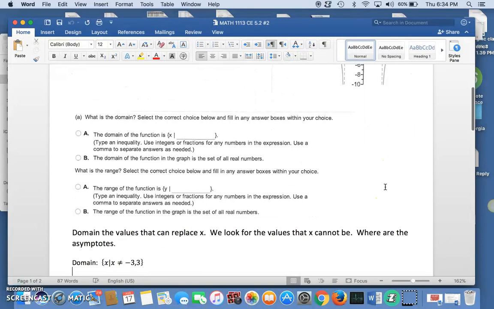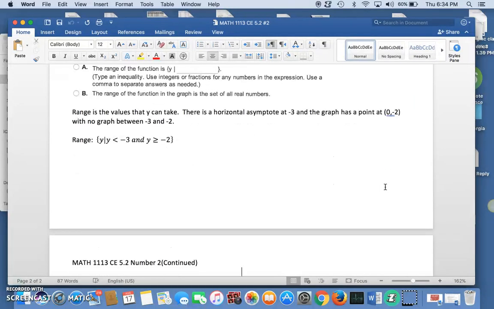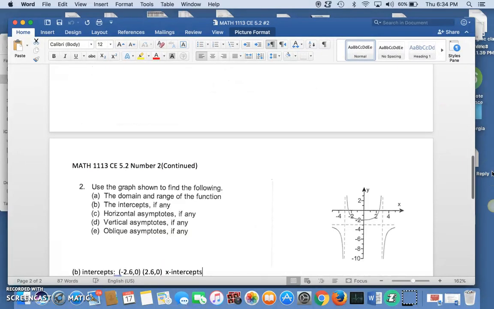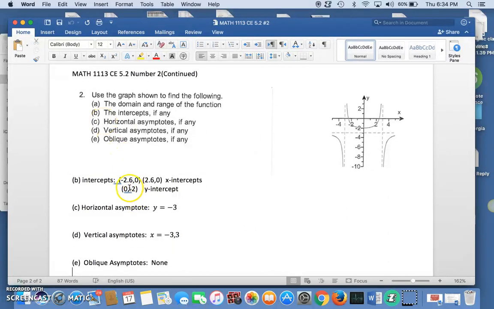And since it just asks for intercepts, if it generally just asks for intercepts, it wants you to give it as ordered pairs. So here we go with the intercepts at -2.60 and 2.60. Those are the x-intercepts. Your y-intercept there is at 0, -2.